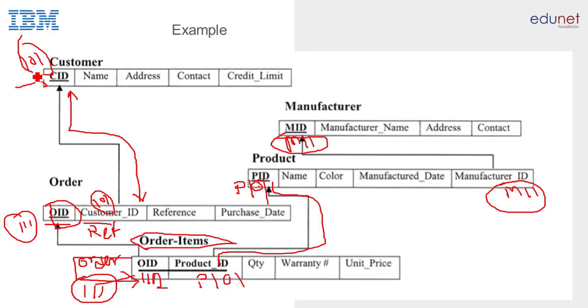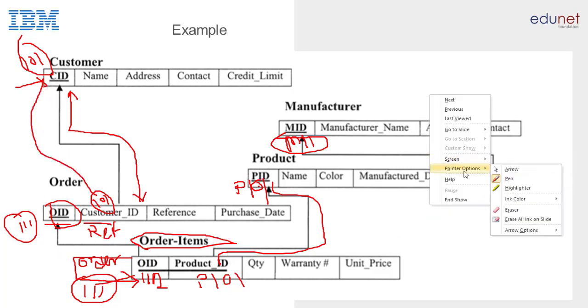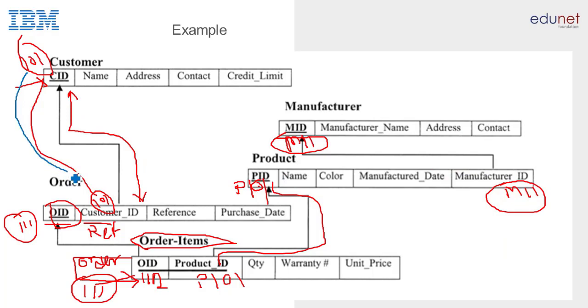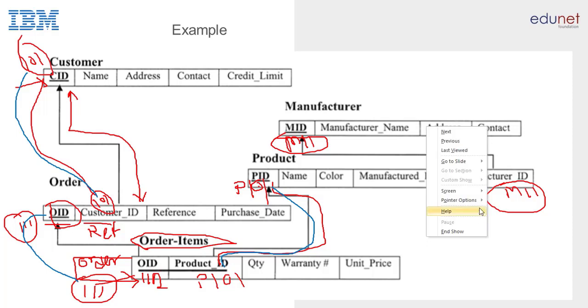See, 101 is customer ID. This belongs to this, and I will show it in another color, pink, blue. See, this 101 must be the same. This OID must be the same in the order table. This product ID must be the same. This is called a relation. Each table refers to the value of another table. This is simply called a relation.